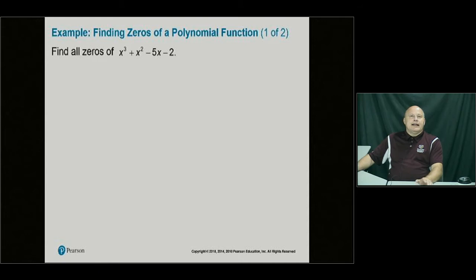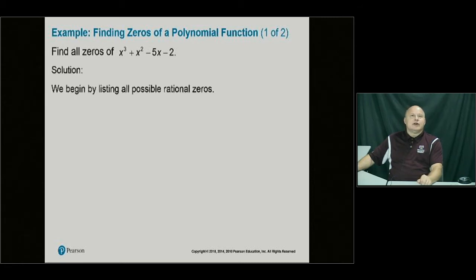Now this one, we're going to find the zeros of the polynomial function x to the third plus x to the second minus 5x minus 2. If you set that equal to 0, you're going to figure out what values of x work. Now remember, this is degree 3, so there's going to be 3 solutions.